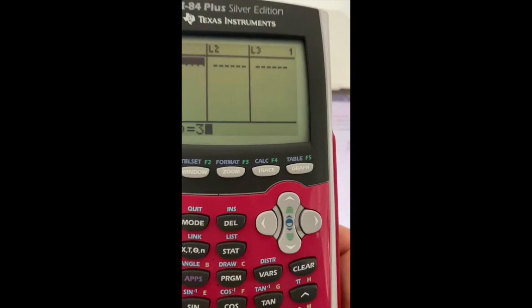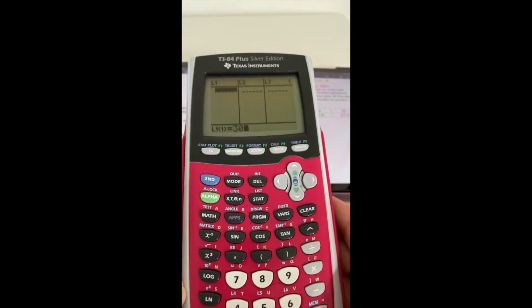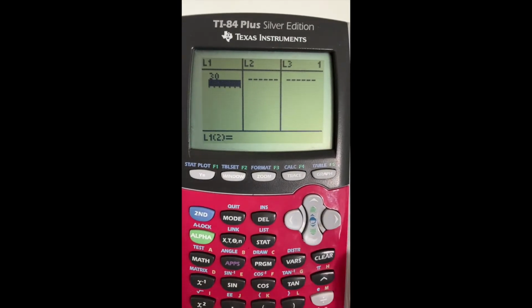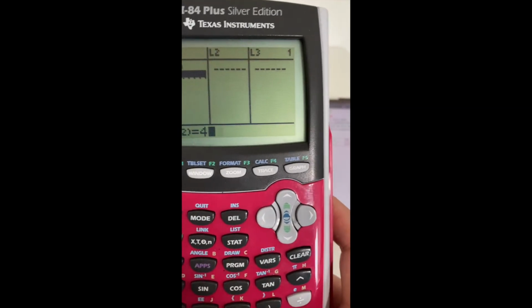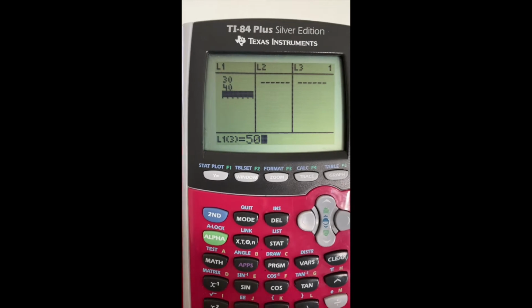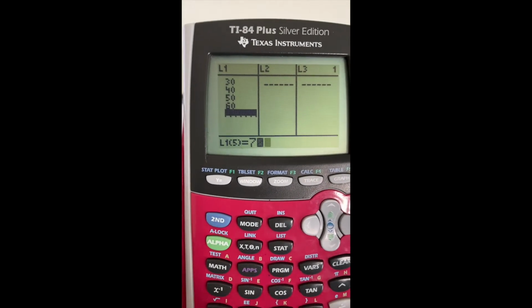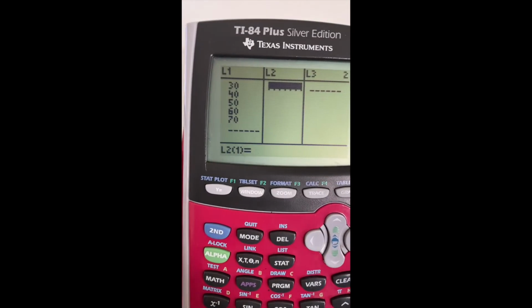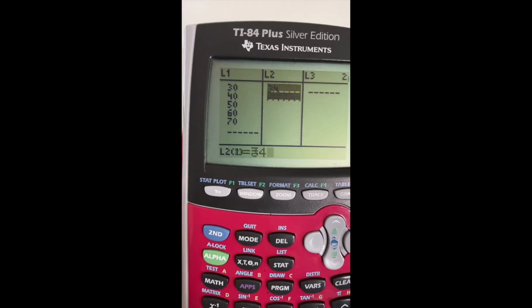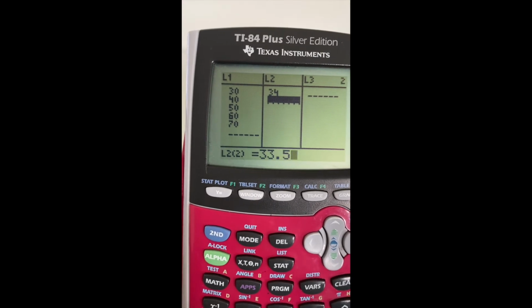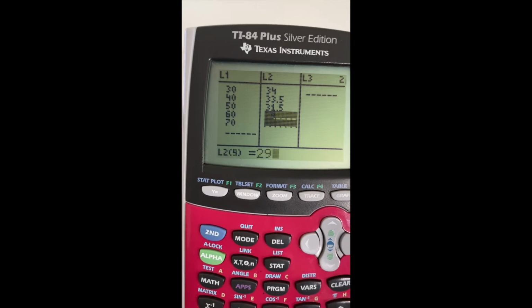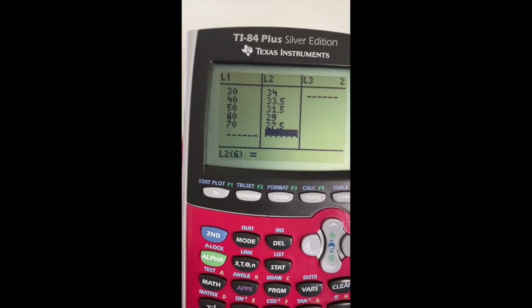So we have 30. Trying my best here to hold my calculator up. 40, 50, 60, and 70. Okay. For the mileage, you can see that 34 lines up with 30, 33.5 lines up with 40, 31.5 lines up with 50, 29, and 27.5 lines up with 70.